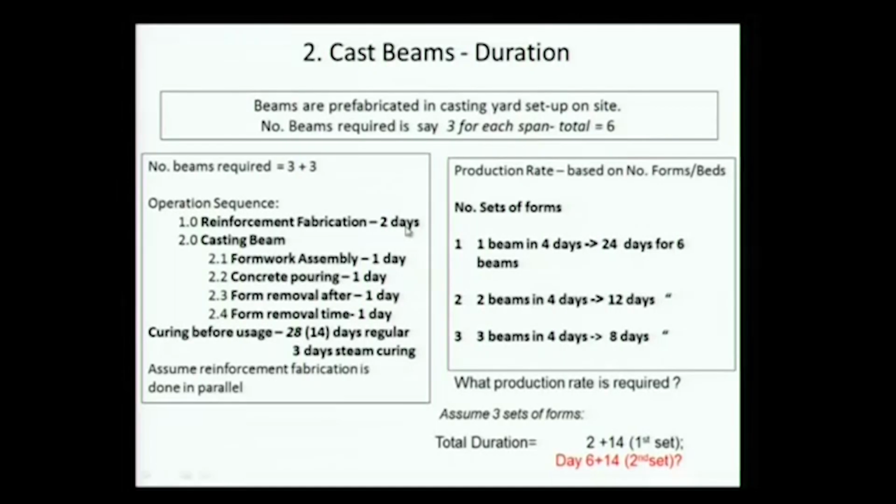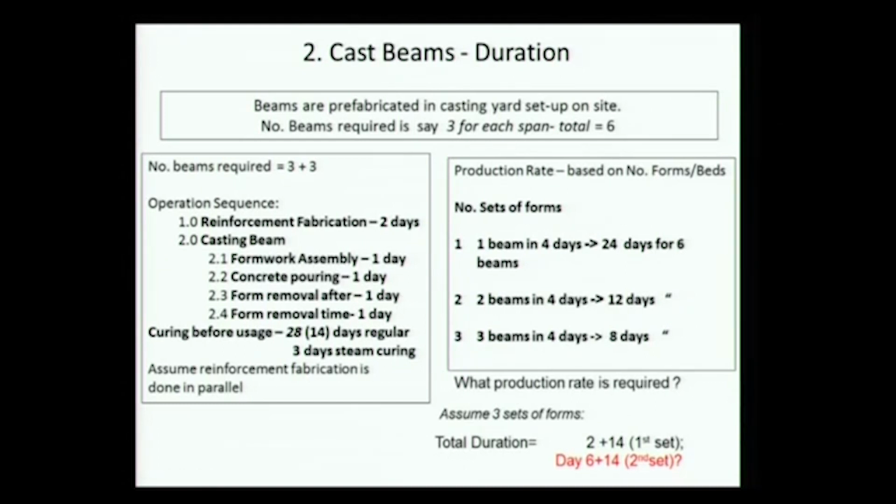So you have 2 days for the reinforcement, and when you are casting the beam, assembly is 1 day, the concrete pouring is 1 day, form removal after 1 day, the time for removing the form is 1 day. Now curing before usage: the beam is flexural, it's going to be challenged by whatever loads are coming on it, but typically by the time you lift it in place at 14 days it will attain its full strength, soon enough before service loads come on it. So generally 14 days is enough. Again, if you really want to take it earlier, you have to use steam curing.